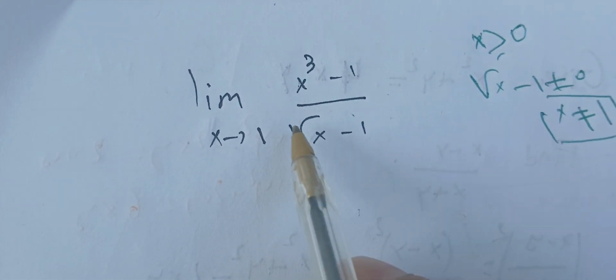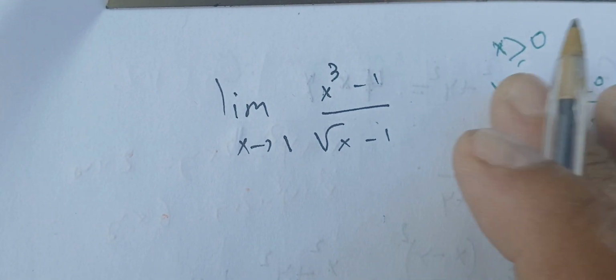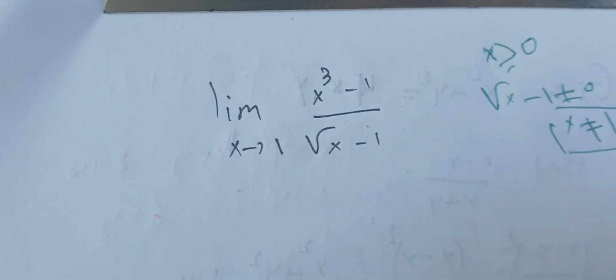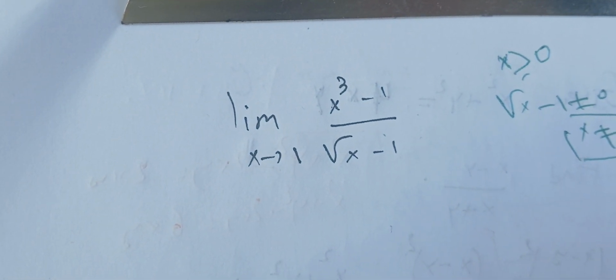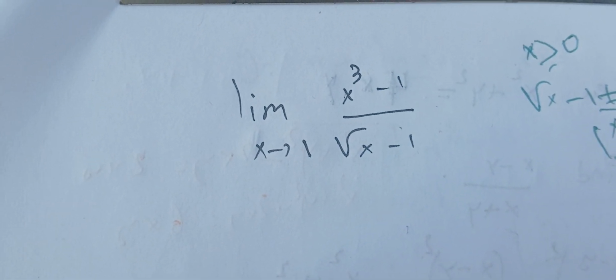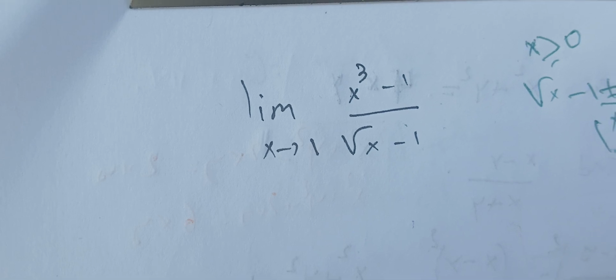Now let's find this limit. Assume that we can find some value. So if we plug in x equals 1, we're going to get 1 cubed minus 1, which is 0, over the square root of 1, which is 1, minus 1. So we get 0 over 0. This means that we need to do some more work to find the limit.